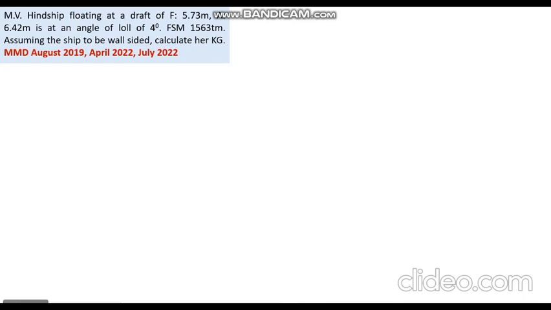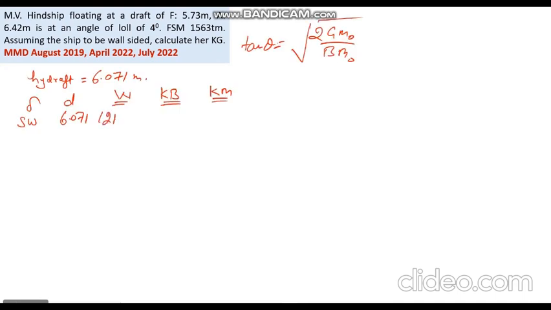Guys, can we quickly get the height draft first? Please get the height draft. KB is 3.241. Okay, KM, 8.419. Three digits, sir. Okay, 8.419. Theta this time.